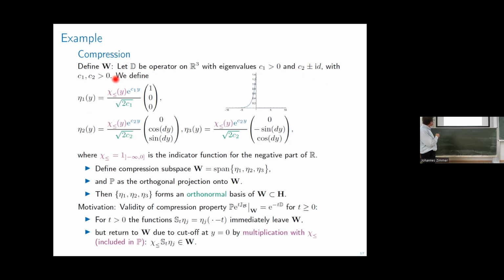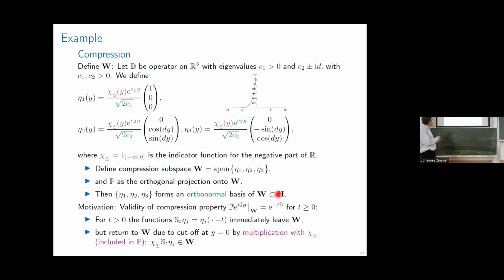So I define in this L2 space 3 functions. Well, this is just a vector with the component 1. Then here with e to the C1, I do exactly the same as before. I have the exponent on the left. I'm cutting it off on the right with the chi, that's the indicator function of the left half plane. And I do essentially the same, but now I also have to deal with complex eigenvalues, this will play a role later on. I get 2 more functions.